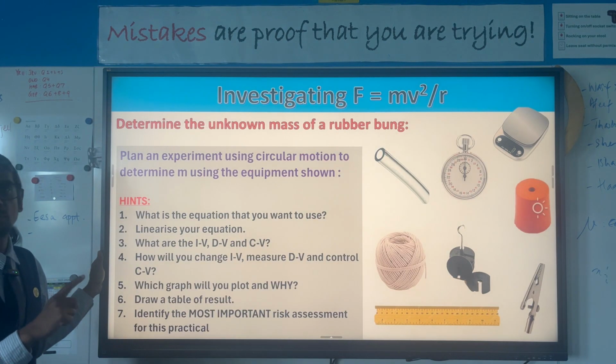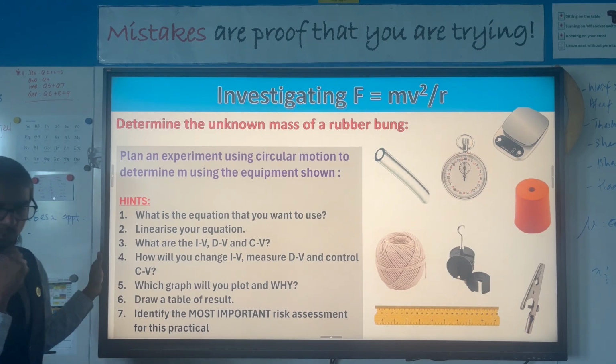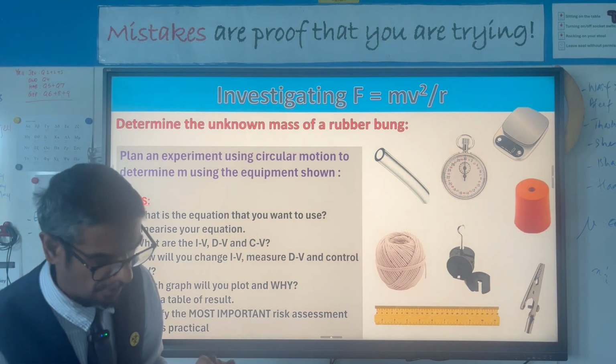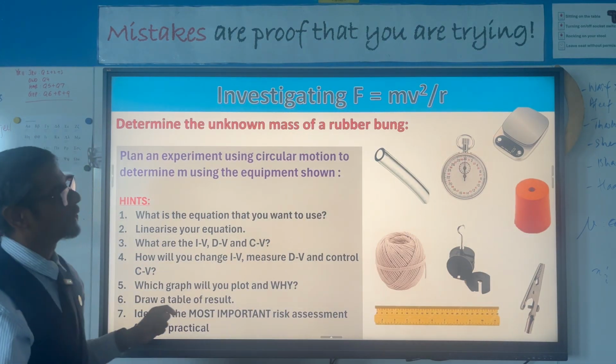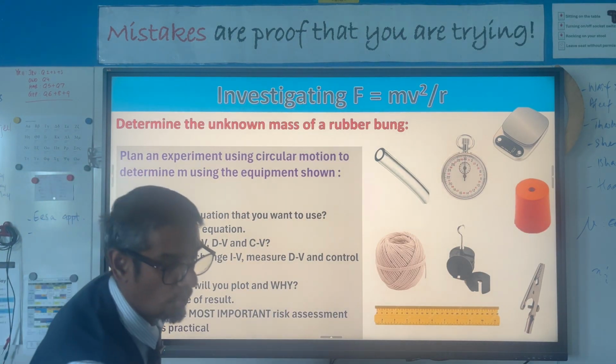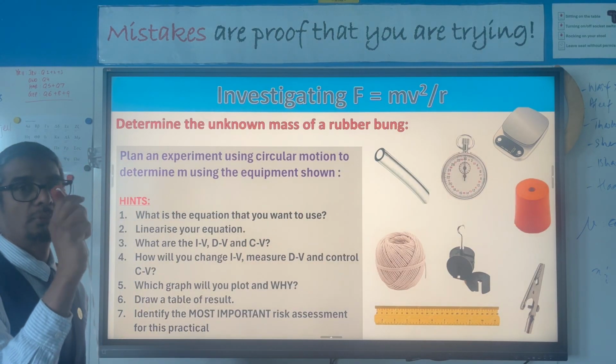Today we're going to look at one of the most important experiments that prepares our year 13s for paper 3. It's about designing an investigation using what we call the whirling the bung experiment. So using all the equipment that we've got on the board here, could you design an investigation to work out the unknown mass of this rubber bung?